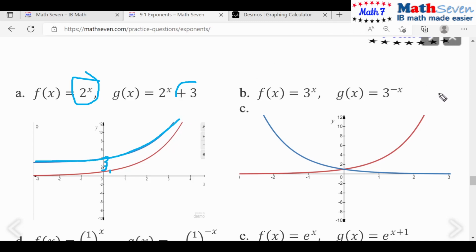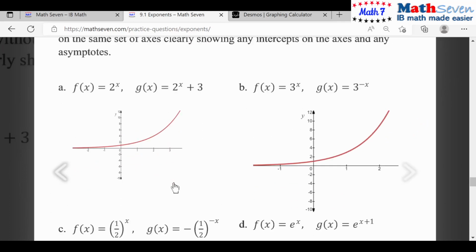Okay, now as we mentioned earlier, 3 to the power of x is the red one. This is 3 to the power of x. Now if you have 3 to the power of minus x, it makes a reflection about the y-axis. It goes like this and keeps on going to infinity, but it never touches the x-axis. Okay, let's see part C.